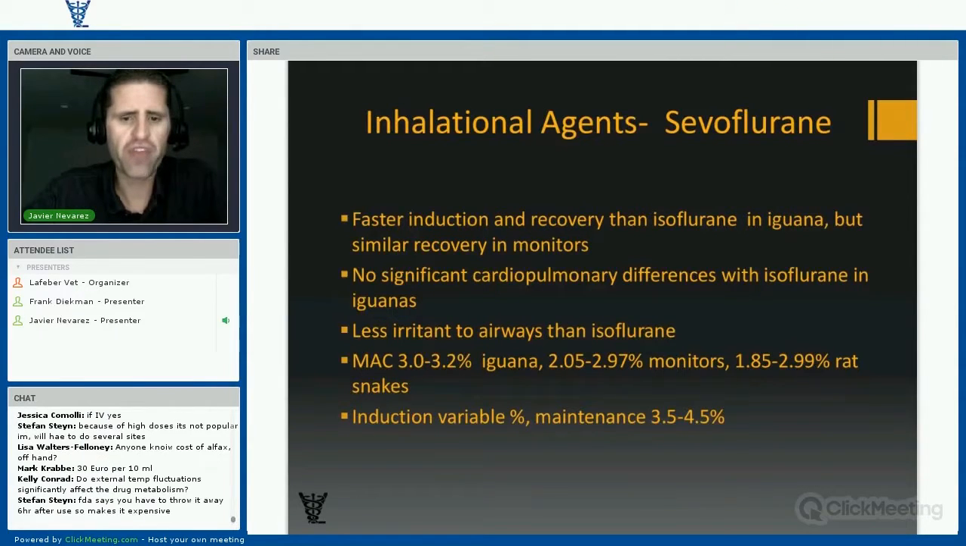And again, I'm not a big fan of using just inhalant agents as the sole source of anesthesia for reptiles because they have that right to left shunting that happens in the cardiac region. So again, if you're not sending blood to your lungs, your gas anesthetic agents are not going to get picked up from the lungs, and you're not going to have the effect that you should have from those agents. So that's something really, really important to keep in mind.